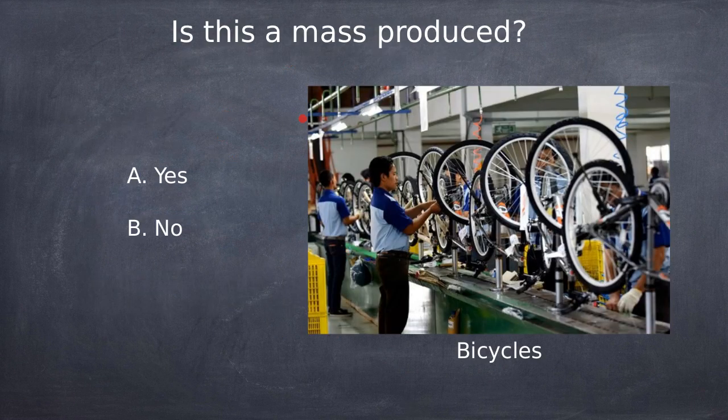So is this mass produced? Bicycles. If you look at the worker, they all look like they're doing something different, right? So yes, this is a mass produced item.